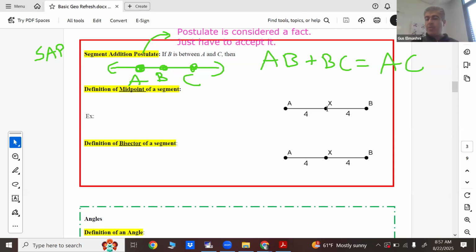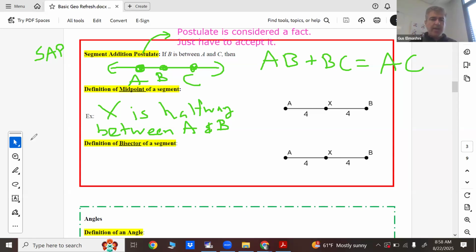So if we look at these two diagrams here, right? Is X cutting AB in half? It is, right? Because what are you creating? AX and XB. And what are the values of AX and XB? They're both 4, right? So in this case, X is halfway between A and B. X is halfway between A and B. That's the midpoint. That's all it ever is.